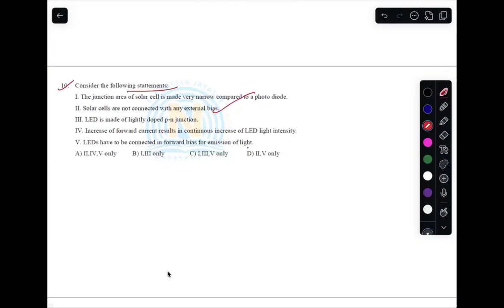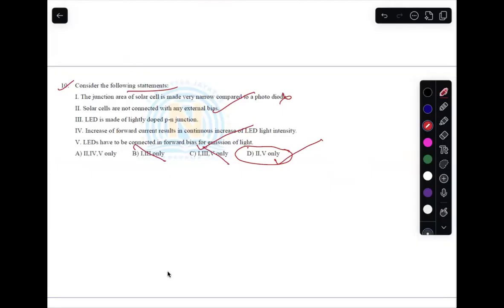Increase of forward current results in continuous increase? No, there will be a saturation. LEDs have to be connected in forward bias for emission of light. So 2 and 5 are correct. Continuous increase of LED light intensity is not totally correct. 4, I am not clear. It's not totally correct. So okay, 2 and 5 are clearly correct. 1 is wrong. Definitely wrong. So options with 1 must be eliminated.